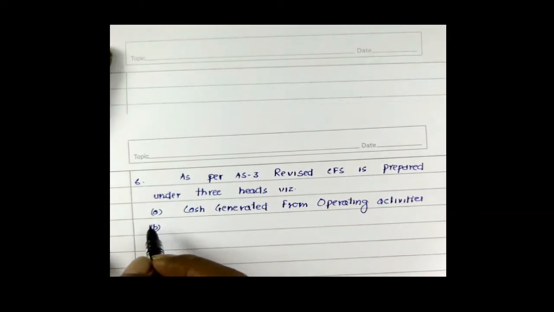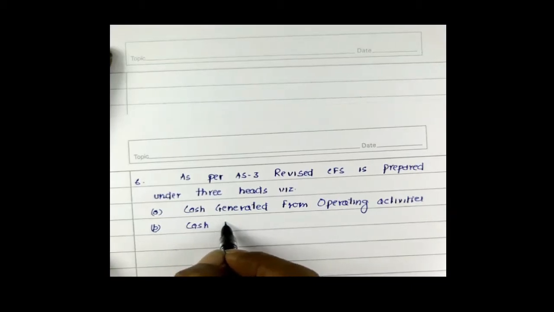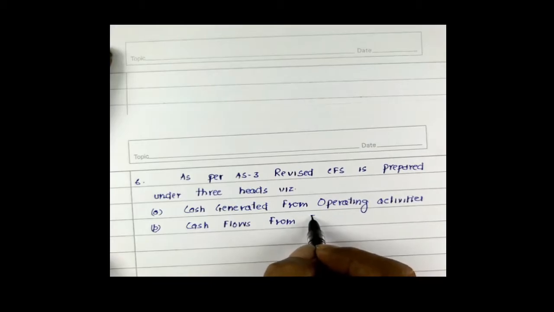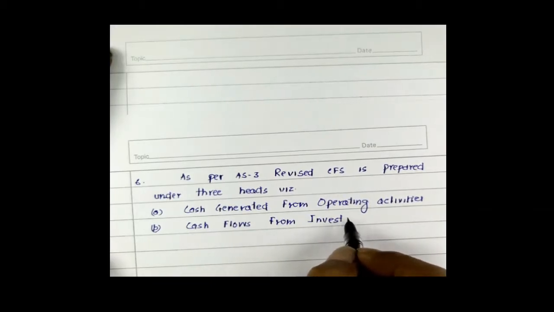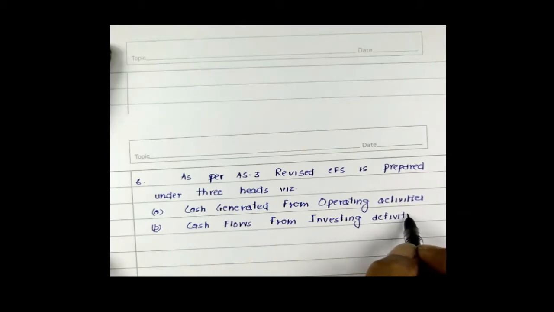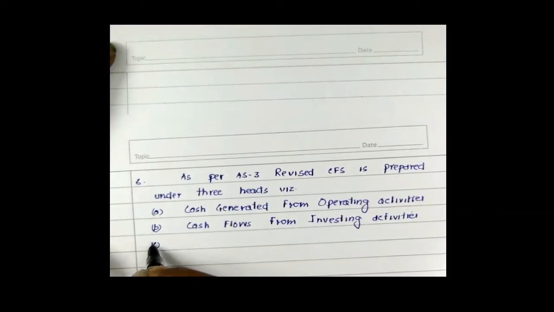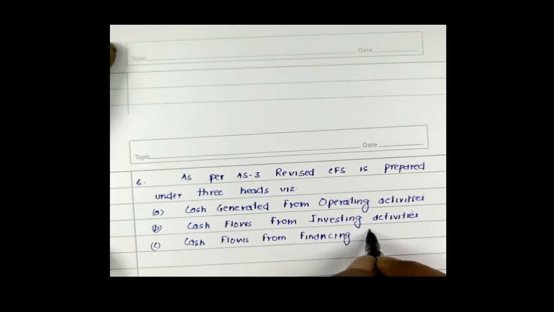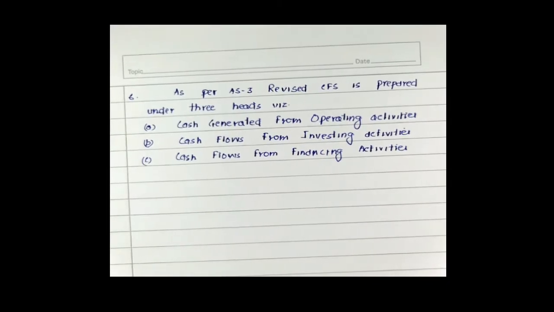B, cash flows from investing activities, C, cash flows from financing activities. Correct? Is it clear to you or not?